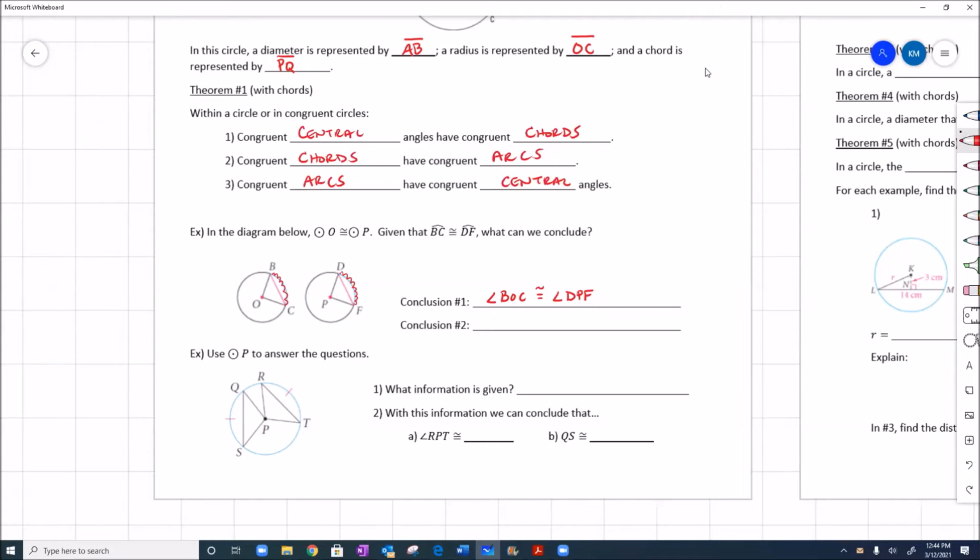Okay. My second conclusion would be that if the central angles are the same, then that must mean that the chords are the same. So the chord BC should be congruent to the chord DF.